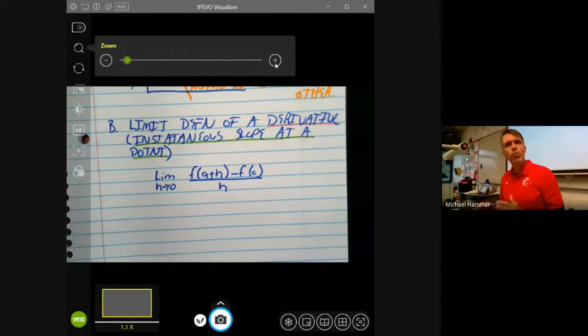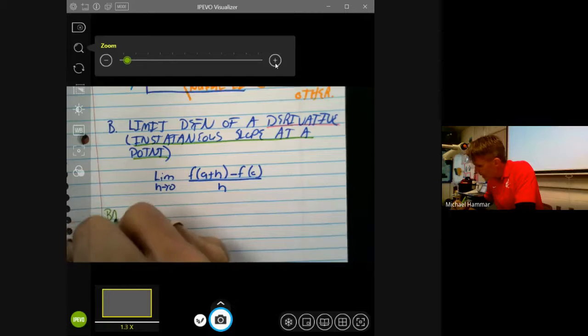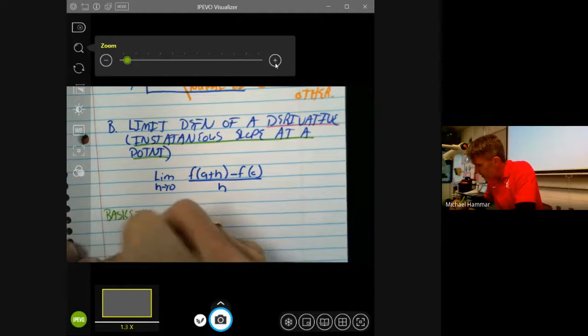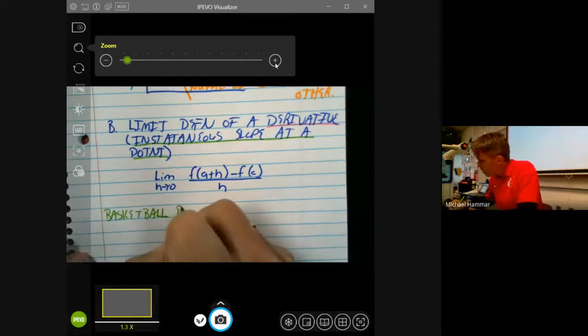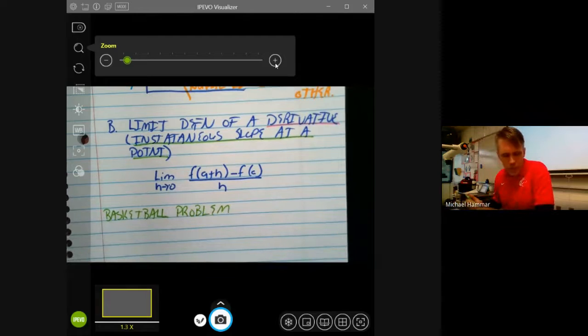So we're going to go through an example, and then I'm going to use that same example to find the tangent line and to find the normal line. So this is the example that we are going to take a look at. So we're going to have a basketball problem. It's just like the basketballs. Remember, in the basketball problem, there was an equation for the movement of the basketball.